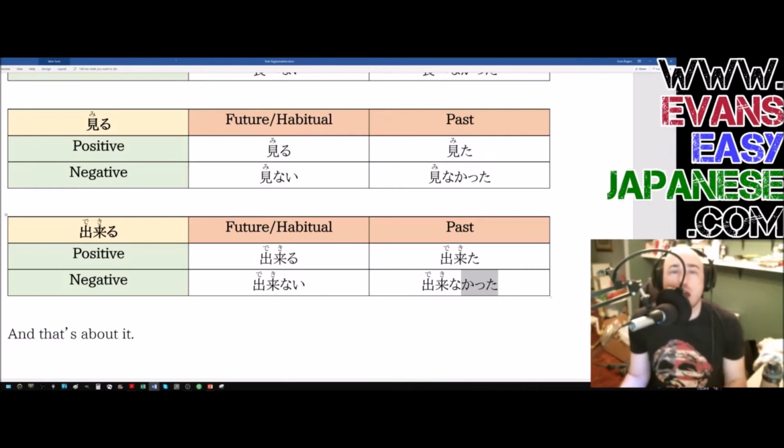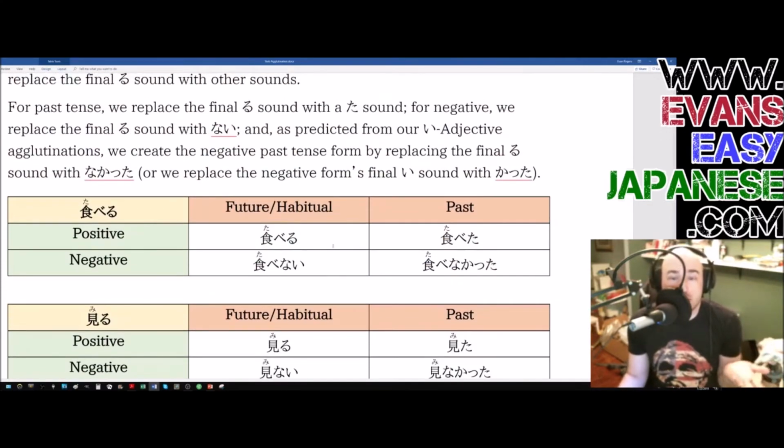Oh, okay. Same thing with the group 2s. Ru to tas, e to katas. You're done. That's it. Those are your group 3s and your group 2s.